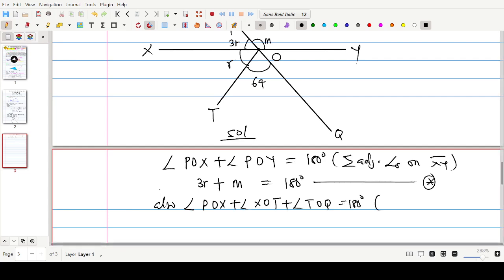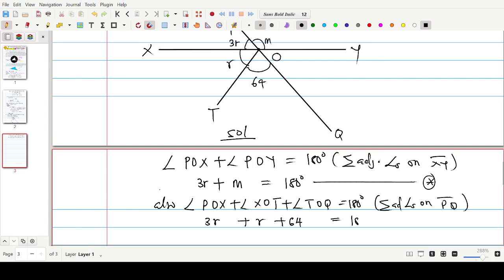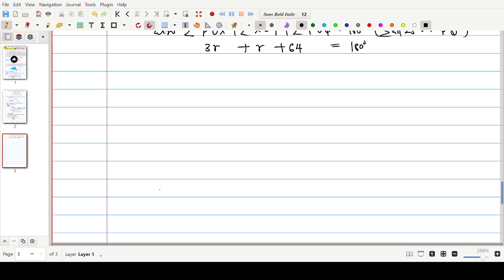The same reason, that is sum of adjacent angles on line PQ this time around. The line is PQ, all right? Now POX is 3x plus x plus 64, and that is equals to 180 degrees. Can you see that? Then this will give us 4x plus 64 equals 180 degrees. From whence we have 4x equals 180 degrees minus 64.